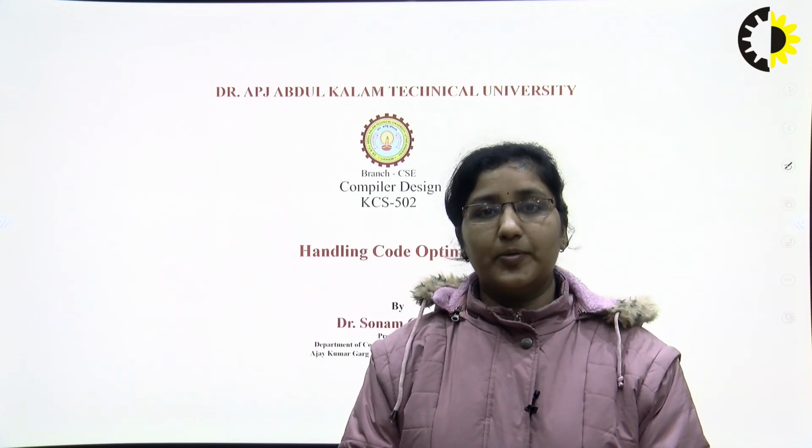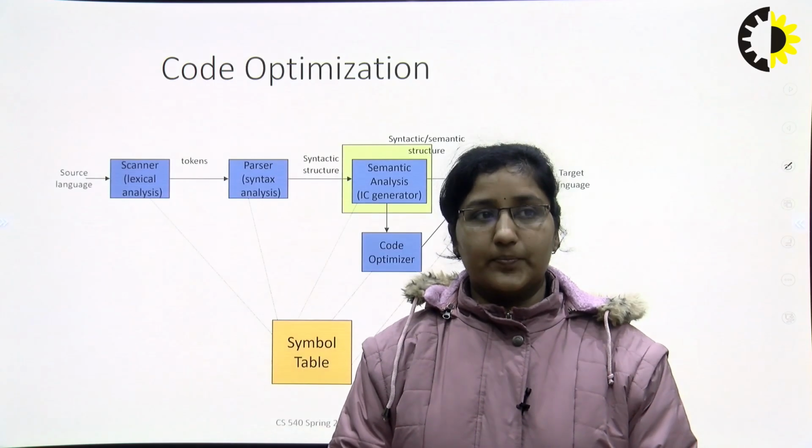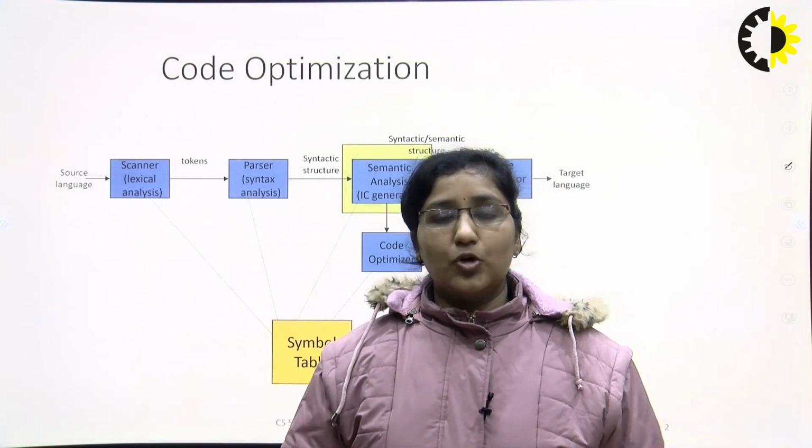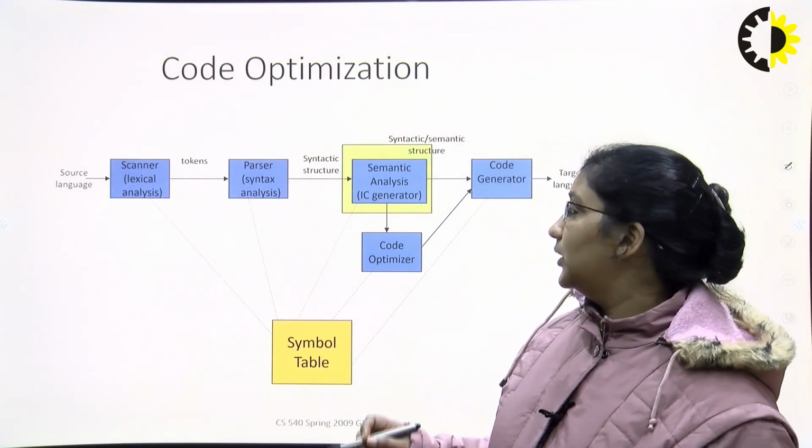Today we are going to see a topic of compiler design, which is handling code optimization. Why is code optimization required? What are the various ways of code optimization? So let's see where code optimization comes into the cycle of the total compiler.